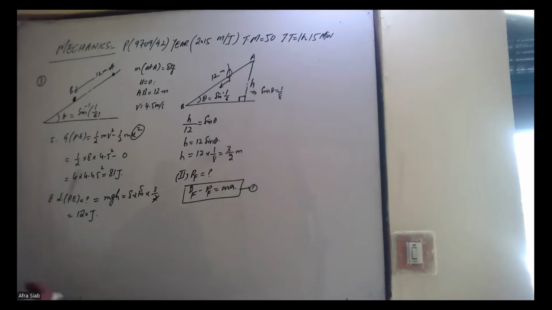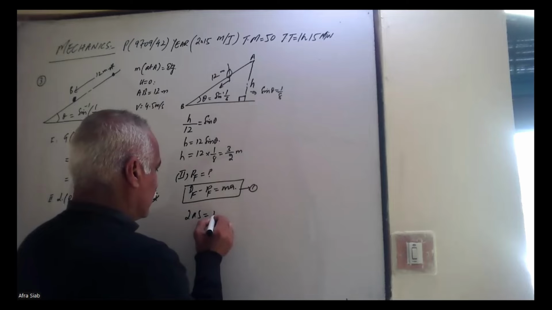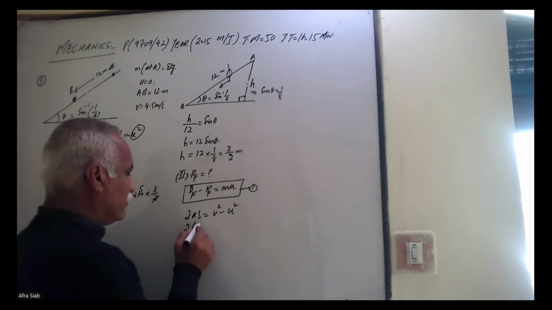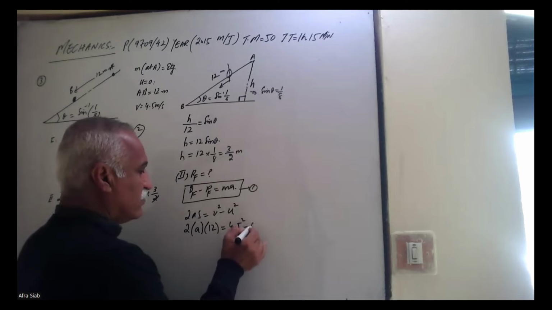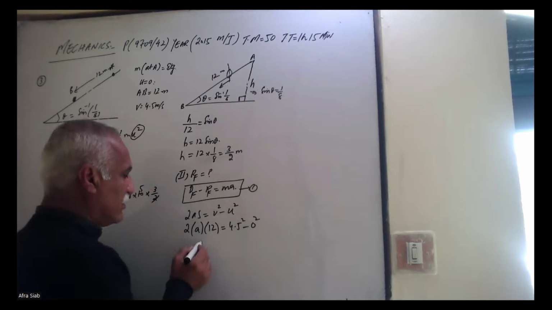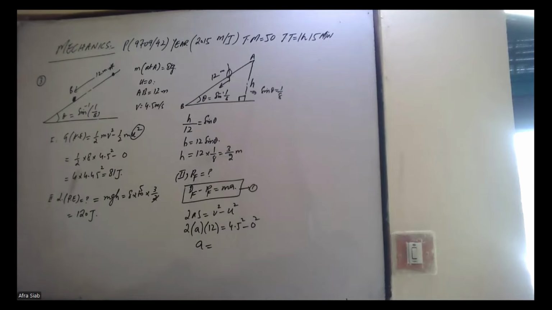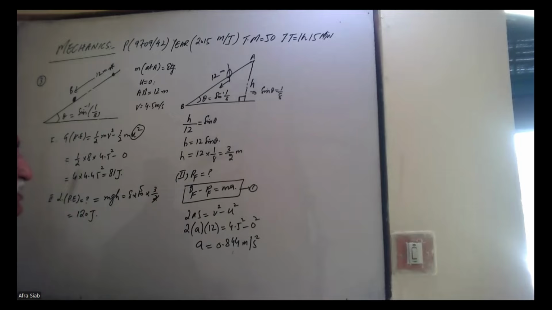So this is equal to, we know that v is equal to u plus at, but time is not known to us. So we will use the second, 2as is equal to v square minus u square. You know the value of 2, a we don't know, s is 12, v square is 4.5 square minus u square is equal to 0. So a value is equal to 0.844 meters per second square.